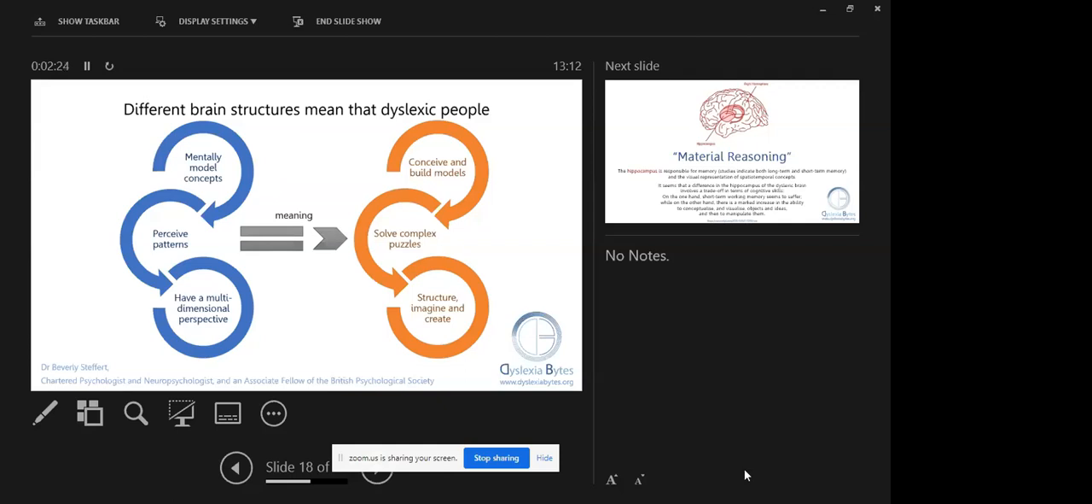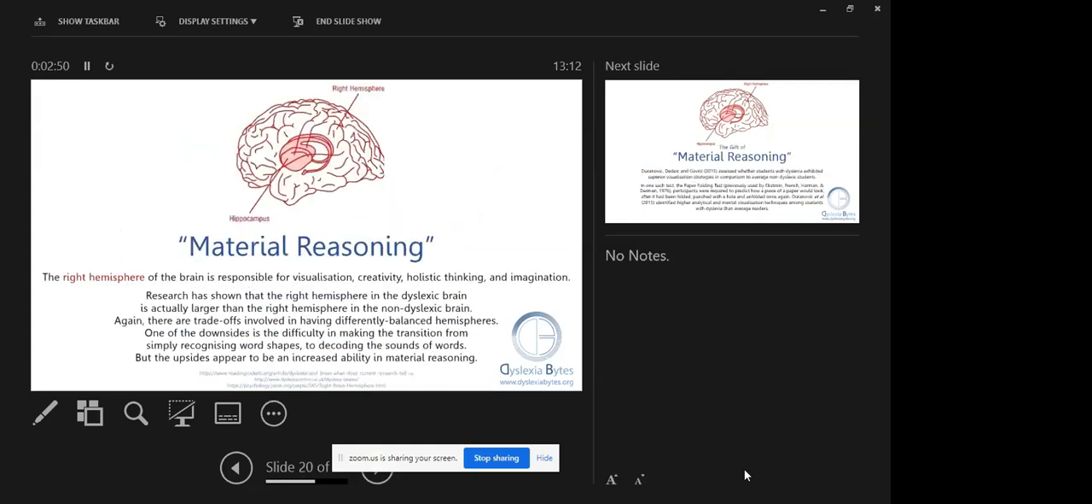This is the right hemisphere of the brain. And inside the right hemisphere of the brain, this here is what we call the hippocampus. Okay, now I'm going to concentrate on the right hemisphere and the hippocampus of the brain. And these two are very important points because we know that the right hemisphere in the dyslexic brain and the hippocampus are slightly different from the non-dyslexic brain. What do I mean when I say that?